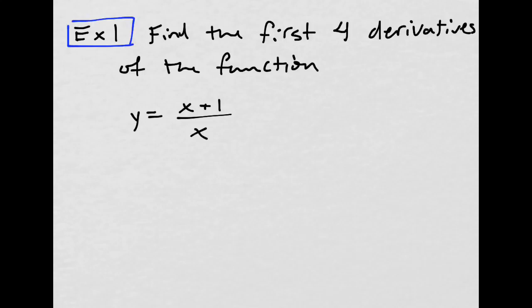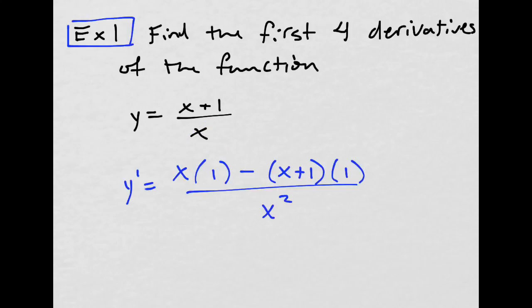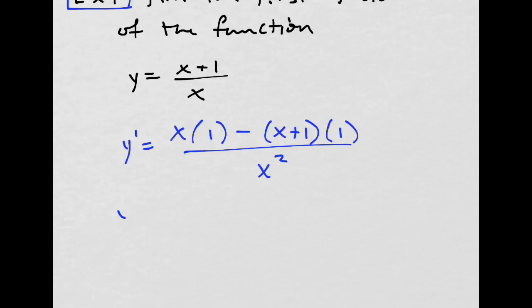So I will start by y prime. This single low, d high. What's the derivative of this? Well, the derivative of x is just 1, and the derivative of a constant is 0. Low, d high, minus high, d low. Well, that's just 1. Right? The derivative of the bottom is just 1. All over low squared. And then I will simplify, because I got to keep taking derivatives. So that's the first derivative.